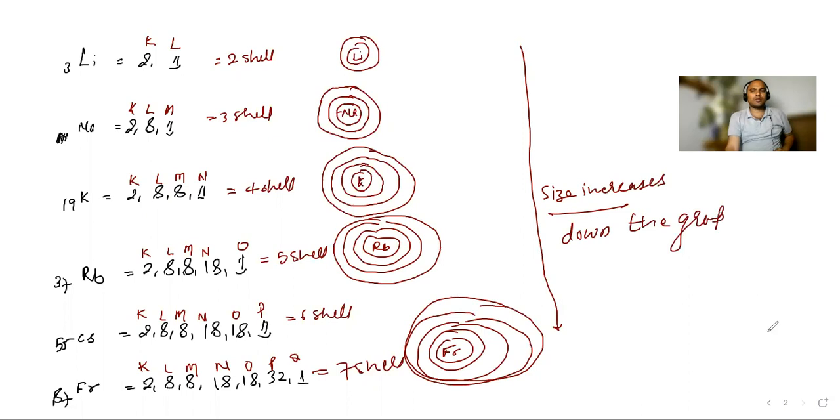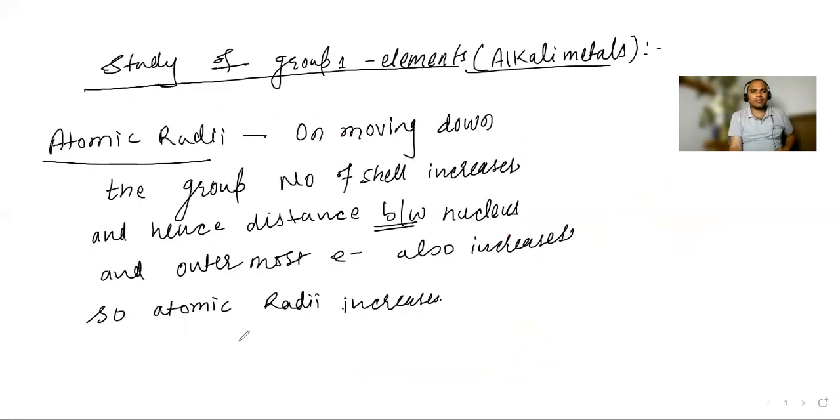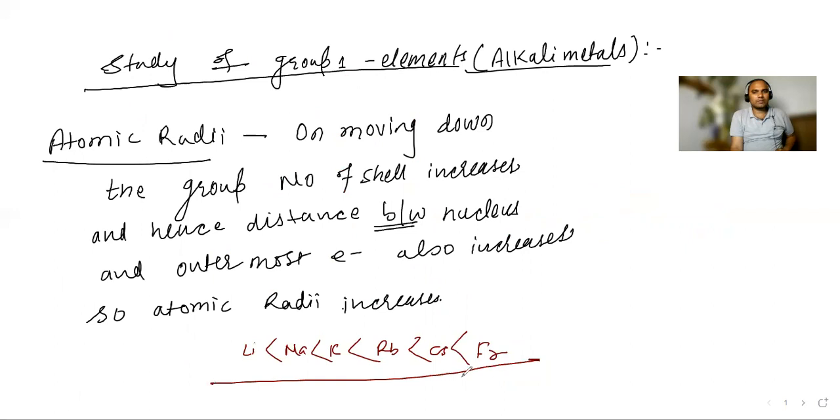Can you make a note of it? Here, the atomic size order is lithium, then sodium, then potassium, then rubidium, then cesium, and last one is francium. So what is happening? Size increases. Kindly make a note, please.